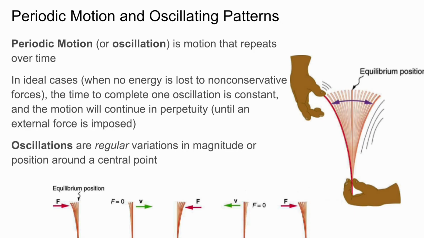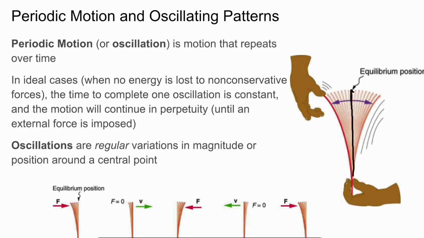Oscillations, what we call oscillations, are the regular variations in magnitude or position around a central point. So again, every system we just observed is oscillating, and one oscillation is the cycle it goes through as it repeats itself.